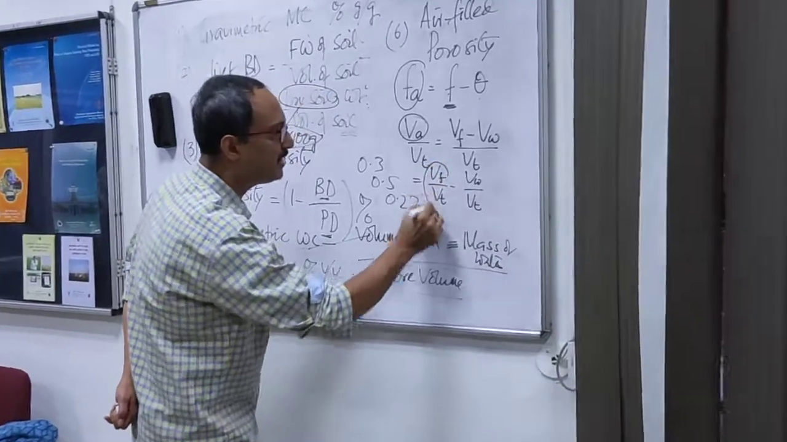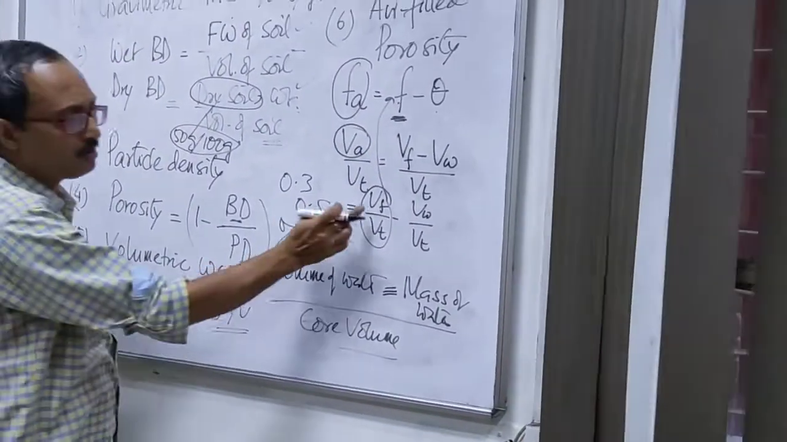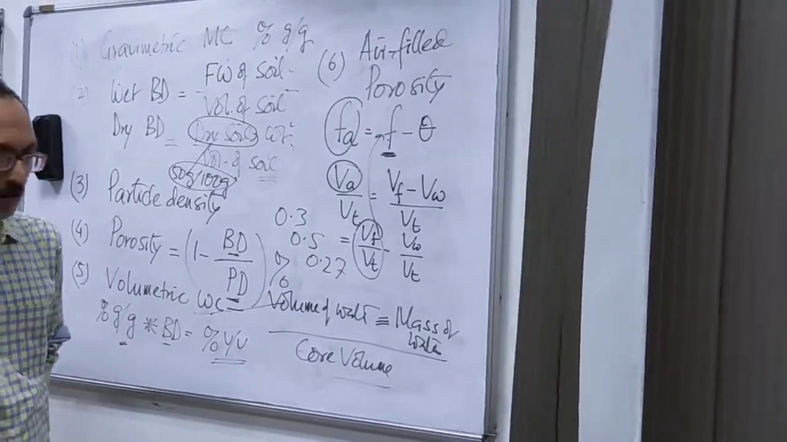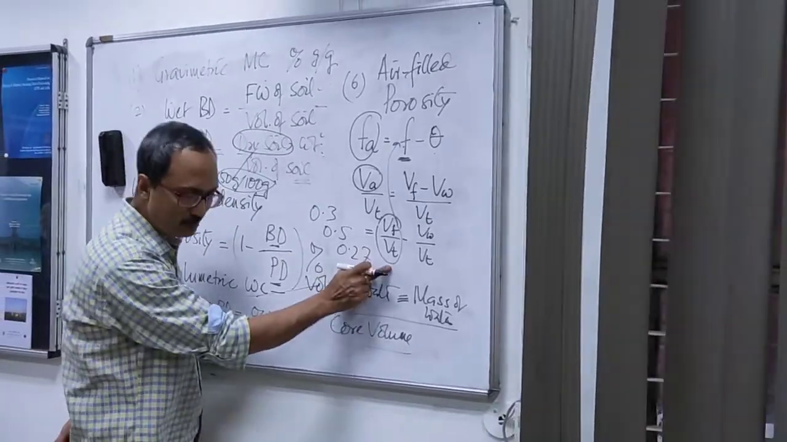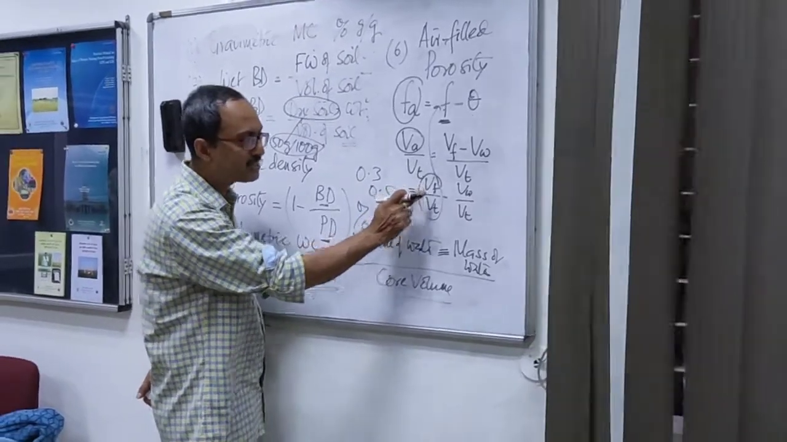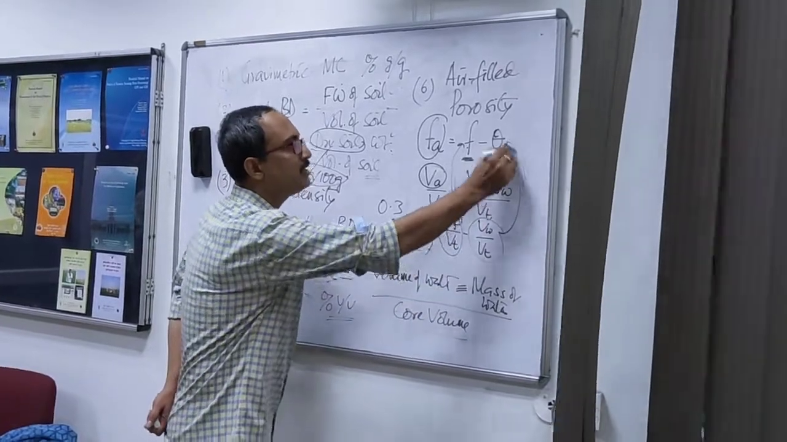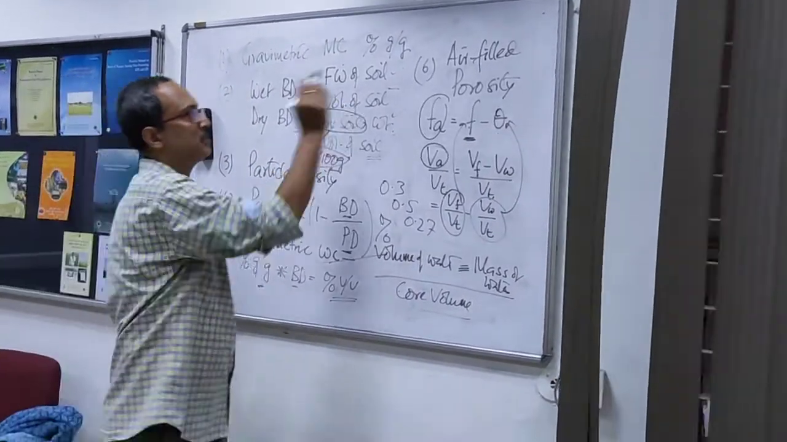What is VF by VT? It is simply your porosity F, because it's the pore volume over the total soil volume. It's not the void ratio. In the void ratio, the denominator has to be VS, that is the soil solids. In porosity, it is the volume of voids or pore spaces over the total volume, minus VW by VT, which is your theta. So it's one way or the other, whatever you can do. So this is the sixth part.